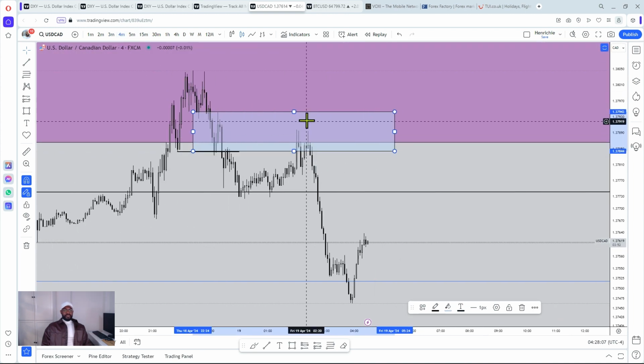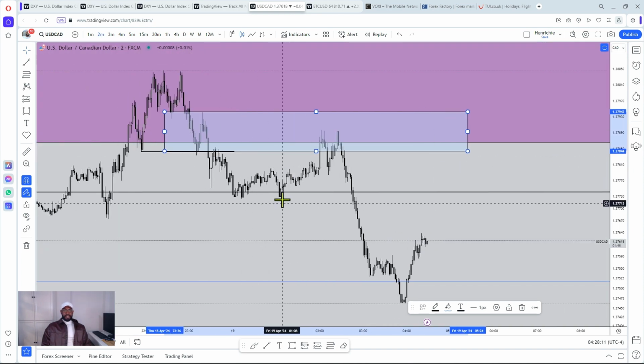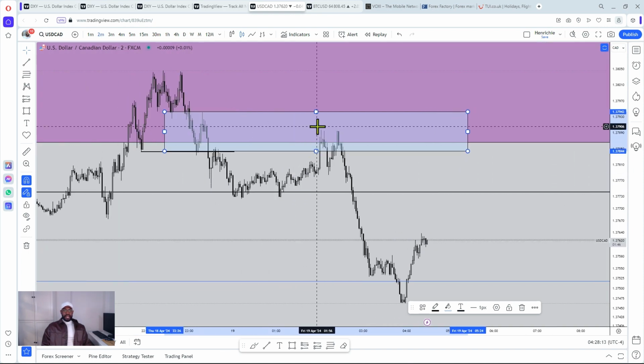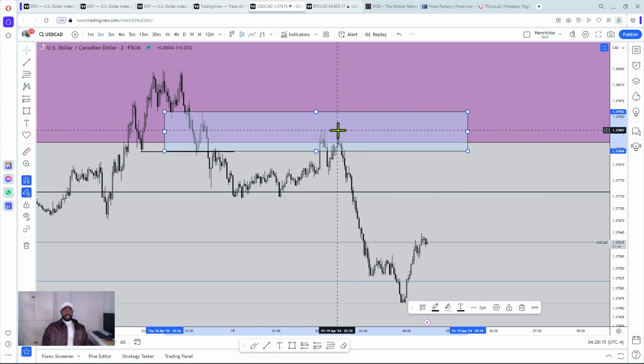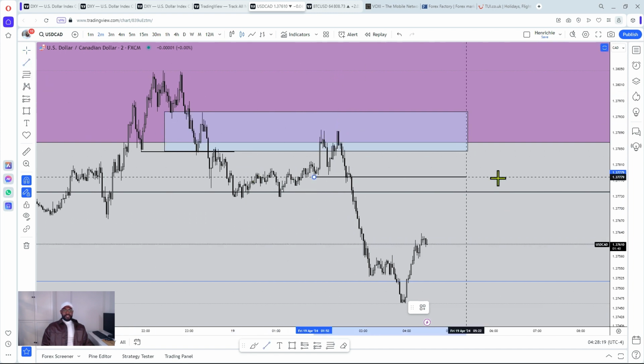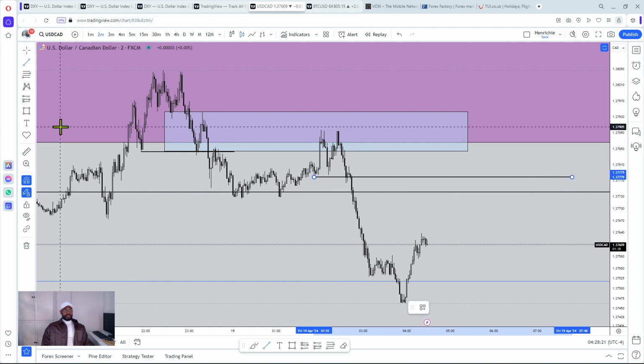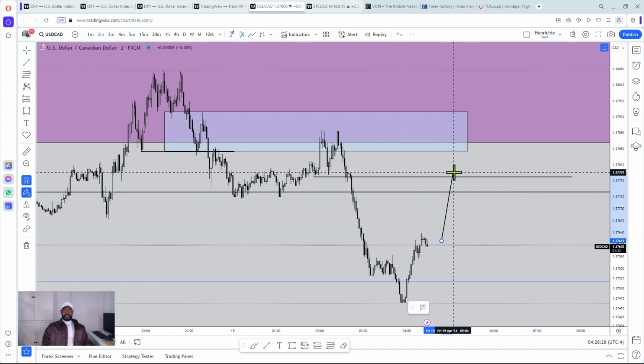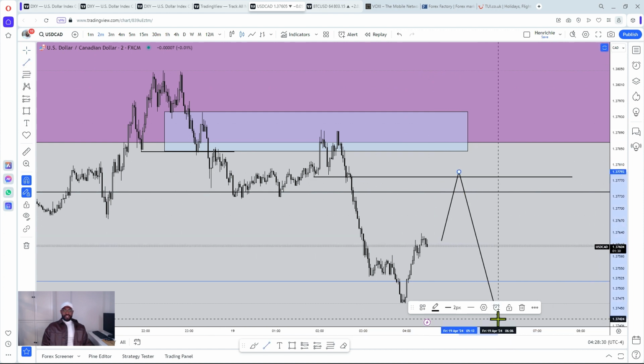After that mitigation right there, I would like to see a 2 minutes break of structure, and we have a low, a high, a low, and then mitigation and drop. So I wouldn't really be surprised to see USD CAD potentially come back into this zone before going bearish. I wouldn't be surprised to see it come back here and then potentially continue lower.